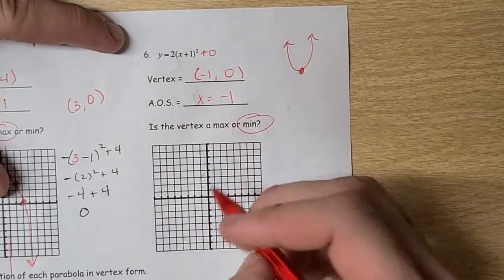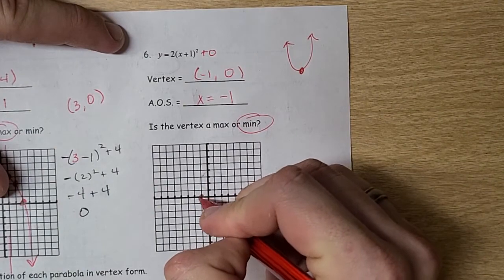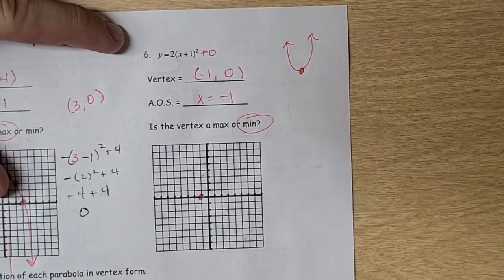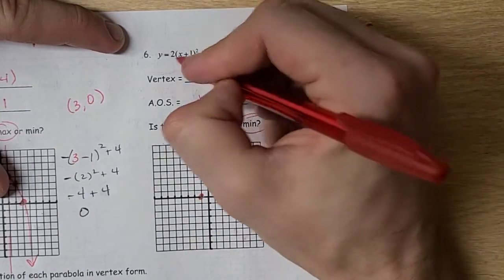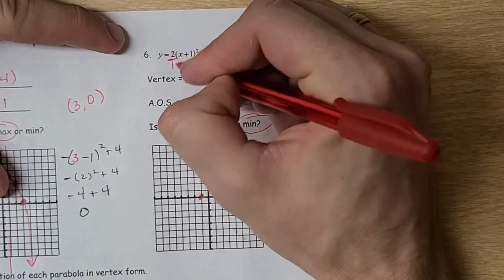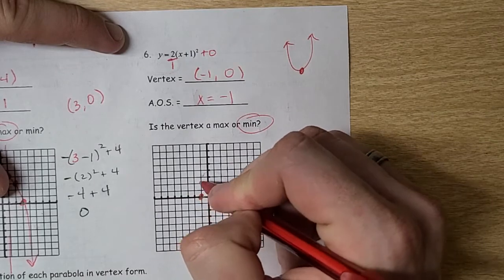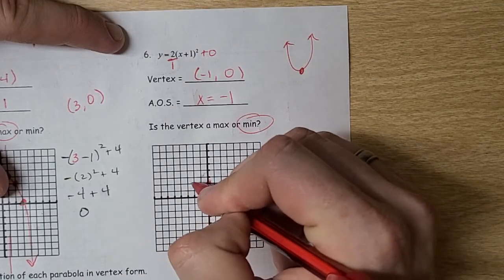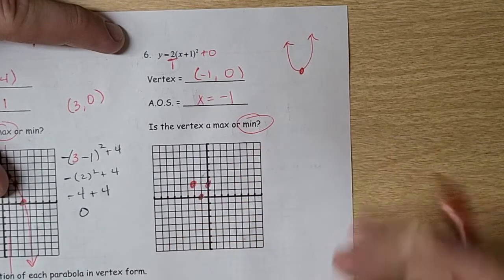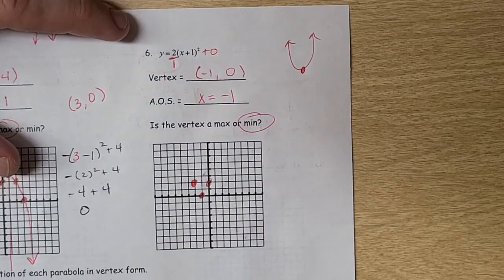So I'm going to graph my vertex of negative 1 comma 0. And then I've got 2 over 1 in front, which gives me the slope of the right-hand side, so up 2, right 1. Mirror image on the other side. And I've got these 3 points. But let's find one more.